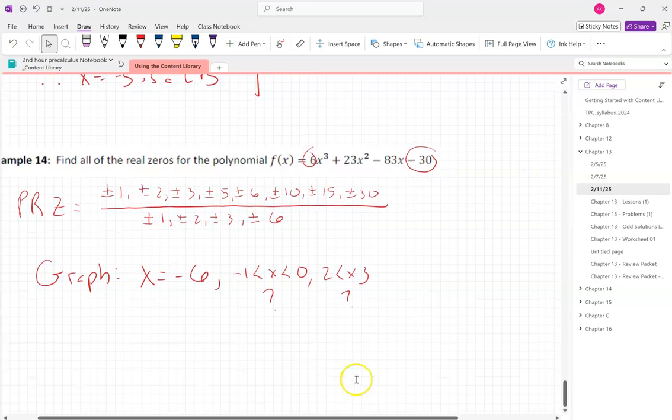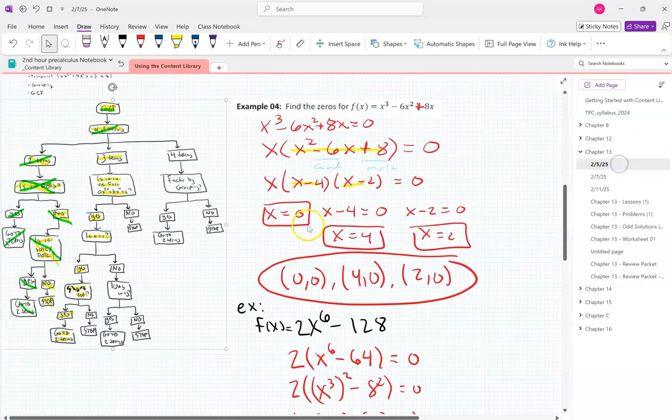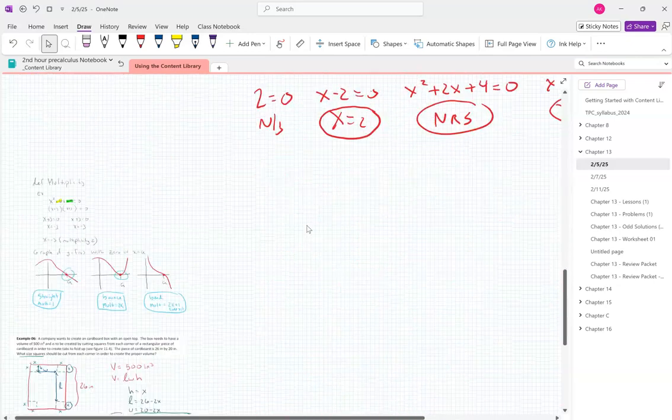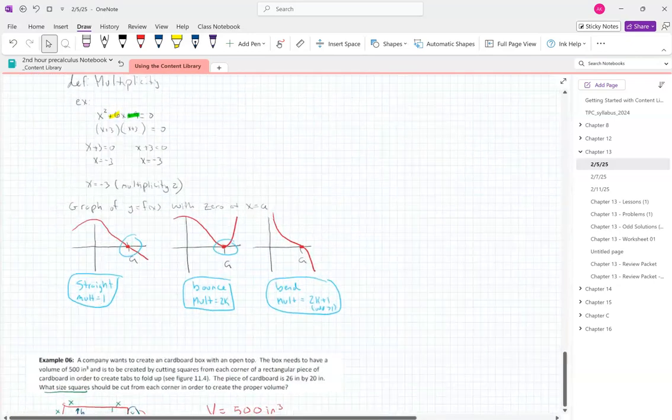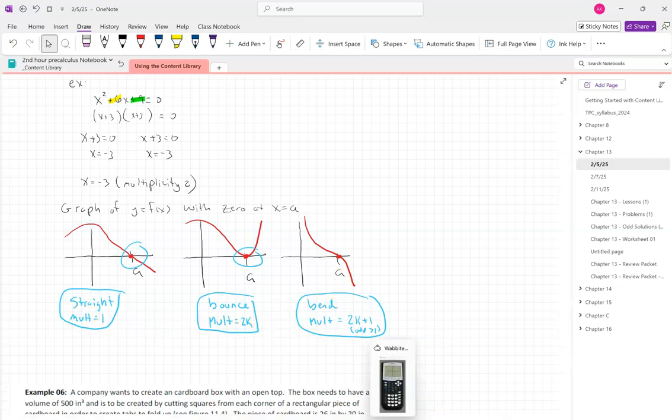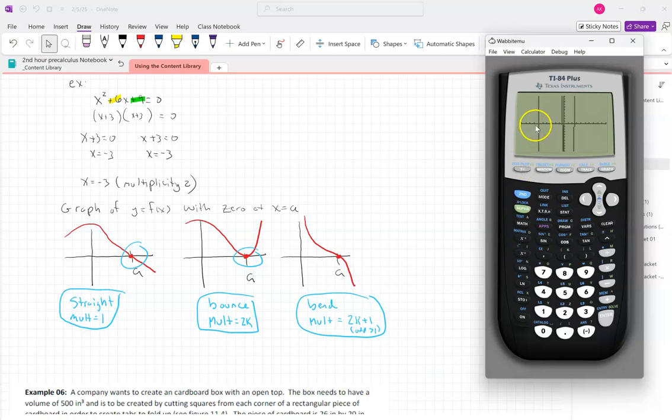So the other thing I'm going to look at, if we go back to the previous lesson, we talked about that. Yeah, here it was. We're going to look at how the graph is crossing the x-axis. And I'm going to look to see if I have any bounces or bends in my picture to see if any of these zeros might be used more than once. They all look like straight going through to me. Everybody agree with that?